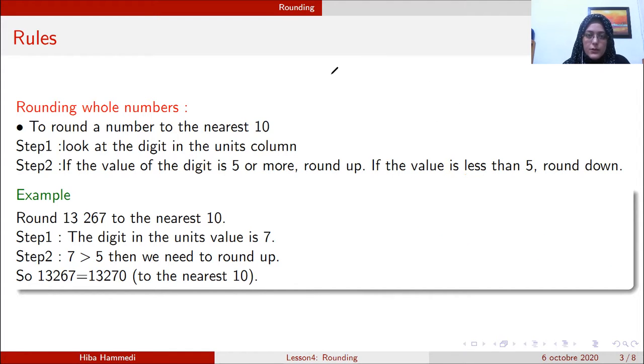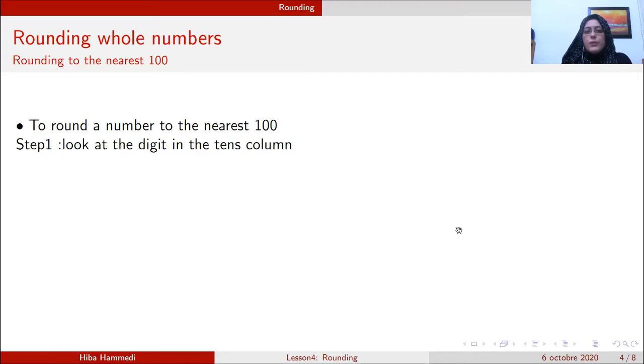Okay, let's carry on. So this is the first concept that you need to know, how to round a number to the nearest 10. Imagine I would like to round the number to the nearest 100. I will do the same steps. I look at the digits in the tens column. So I always look at the number that is to the right of the place that I'm rounding to. I'm rounding to the nearest 10, I look at the units. I'm rounding to the nearest 100, I look at the tens. Always like that, the number to the right of the place that I'm rounding to.